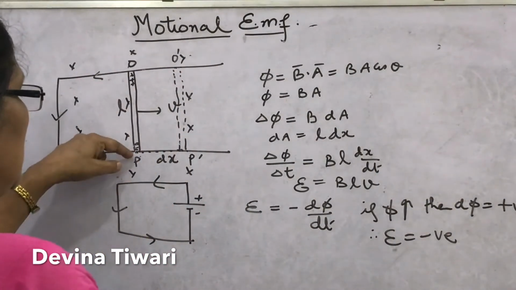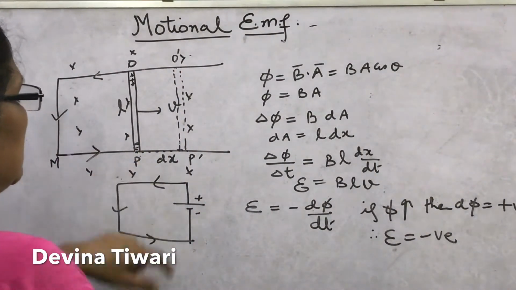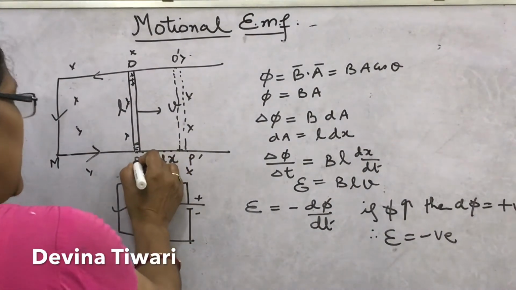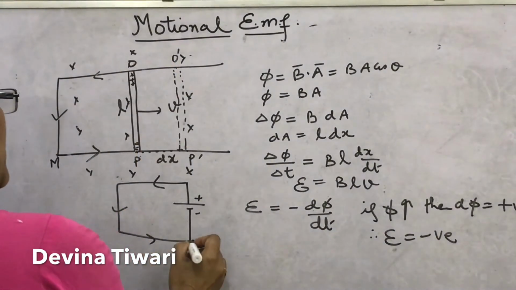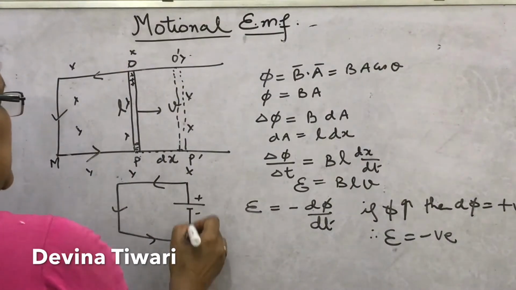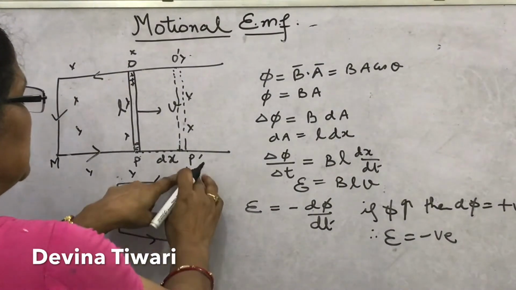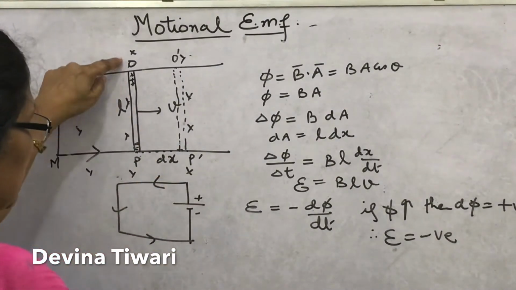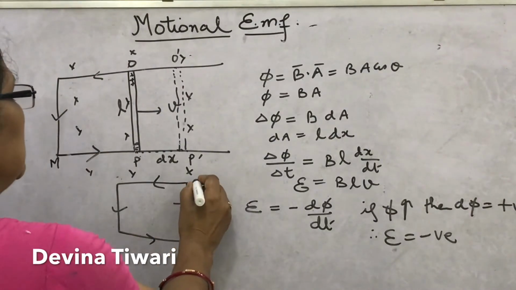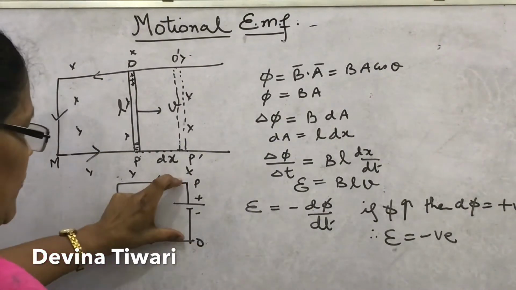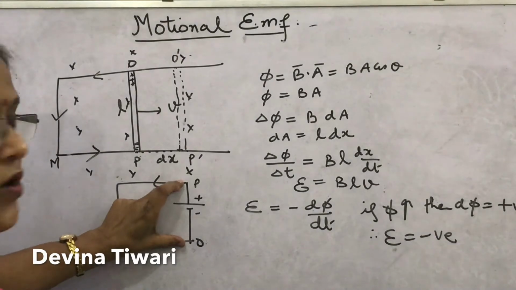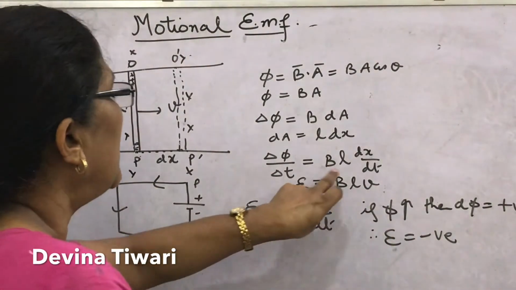And look here, P is negative and O is positive. Here this is the cell, from this end to this end. This total OP rod is equivalent to a cell of EMF BLV.